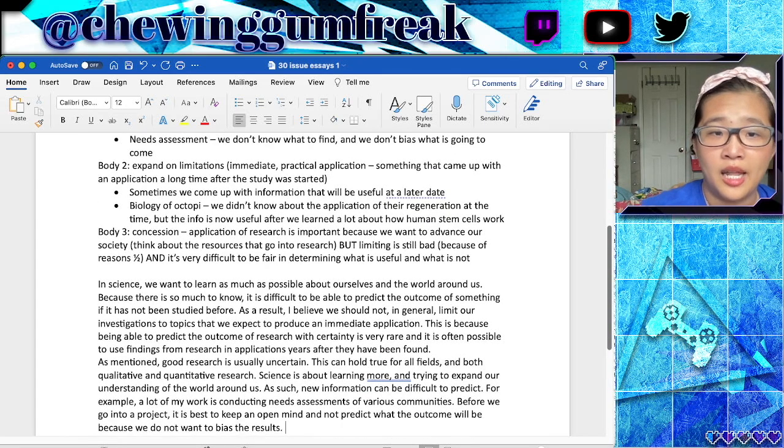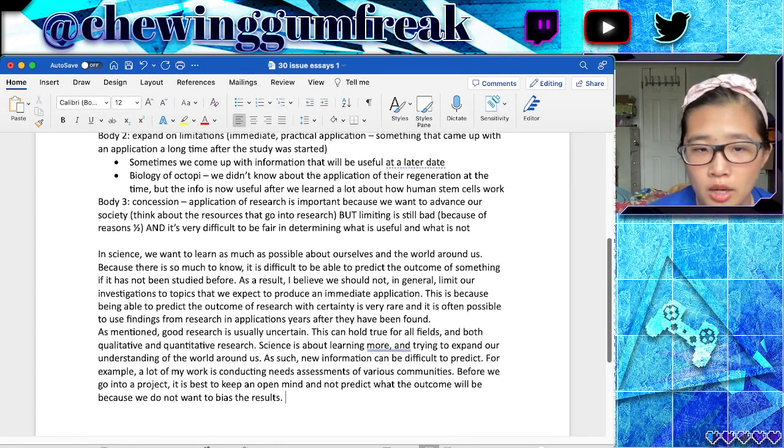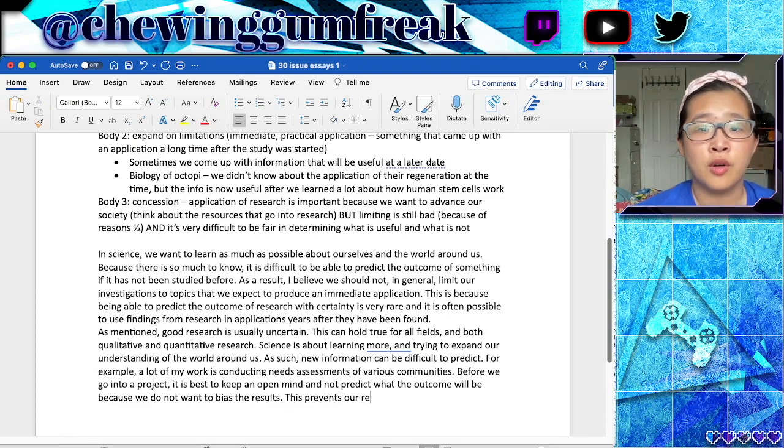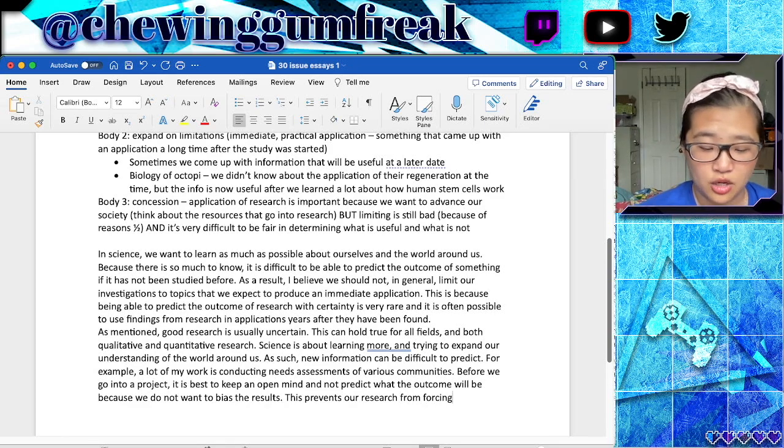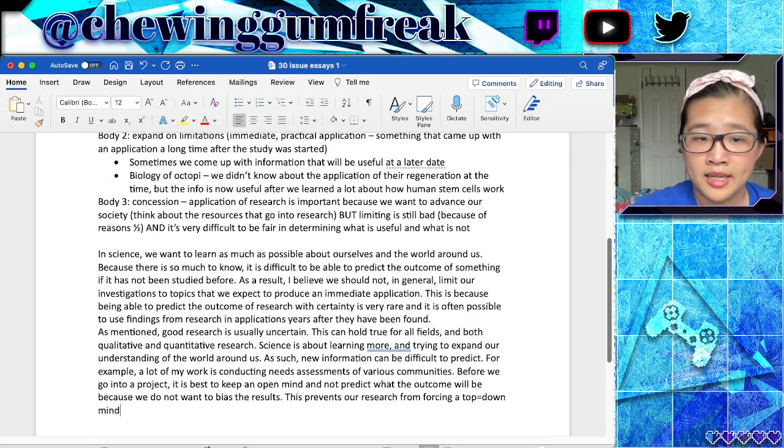All right, and once I've talked about that example, I want to tie that back to good research being uncertain. This prevents our research from forcing a top-down mindset that can produce erroneous answers.